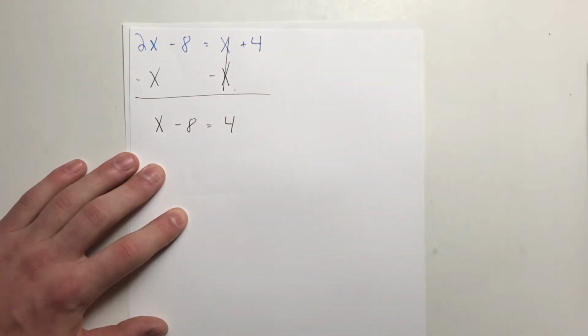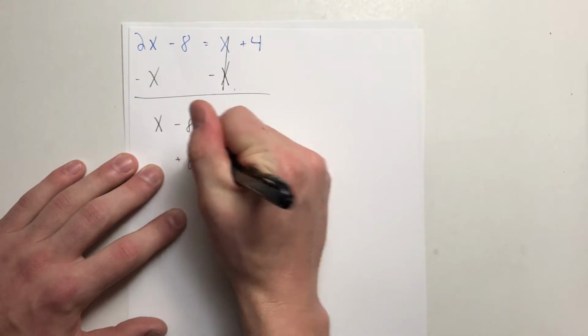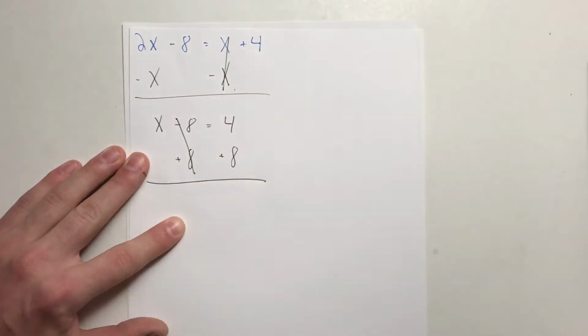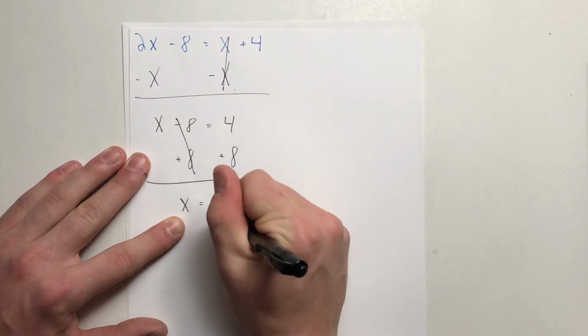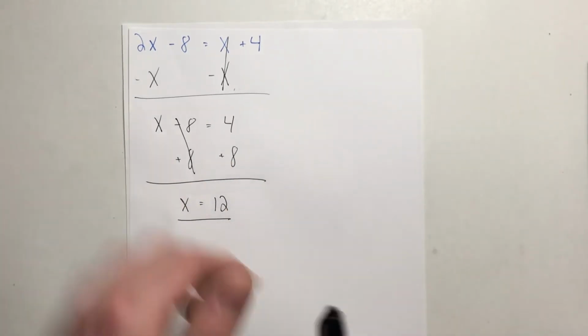And now this is just like the last example. We want to add our 8 over to the other side. So if we add 8 to both sides, we get a cancellation there, and 4 plus 8, so x equals 12. So that's the solution to that one. So just a few pretty simple examples.